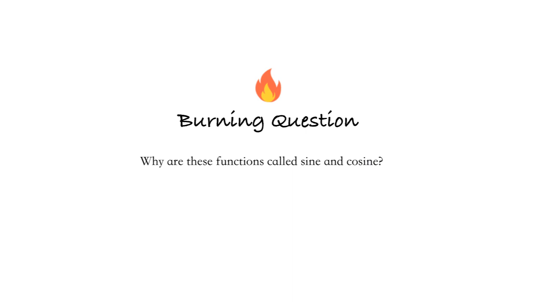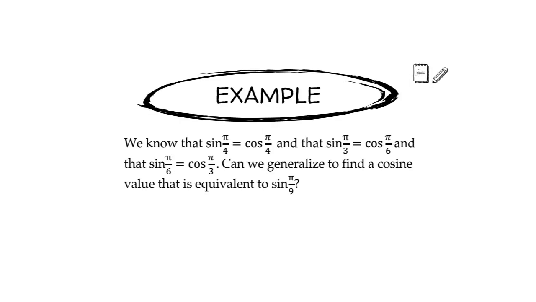With all this talk about properties, you might still be wondering, why did they come up with these silly names, sine and cosine, to begin with? There's actually a property that answers that question. Consider this. We know that sine of pi over 4 and cosine of pi over 4 are the same. So if you think in degrees, then sine of 45 degrees and cosine of 45 degrees, they're both root 2 over 2. Meanwhile, sine of 60 degrees is the same as cosine of 30 degrees, and vice versa.